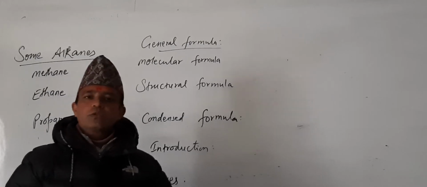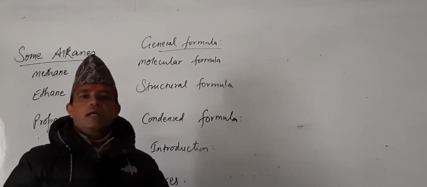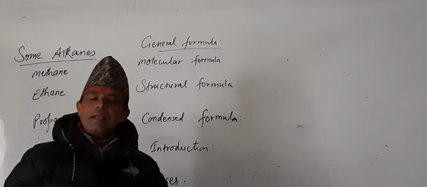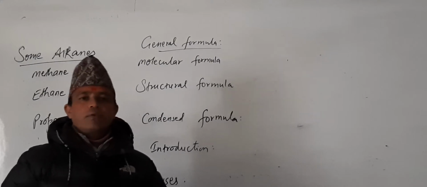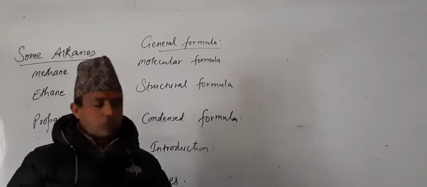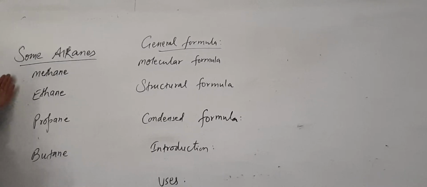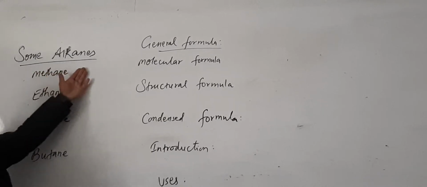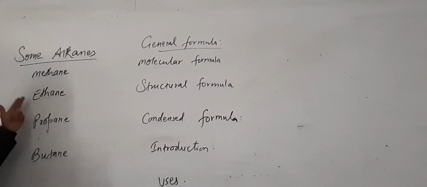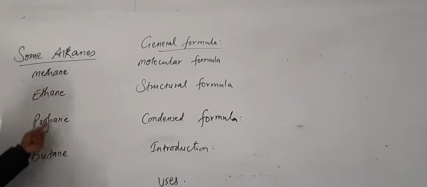Students are going to appear in the SEE examination, and they have to remember and set up the mind very clearly so that it will be helpful for them in grade 11 and 12 and later on at bachelor level too. Students, in today's class, what are we going to discuss? Some alkanes: methane, ethane, propane and butane.